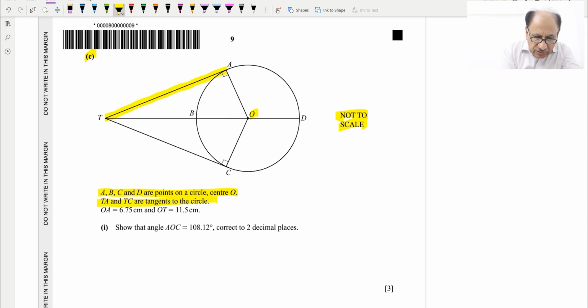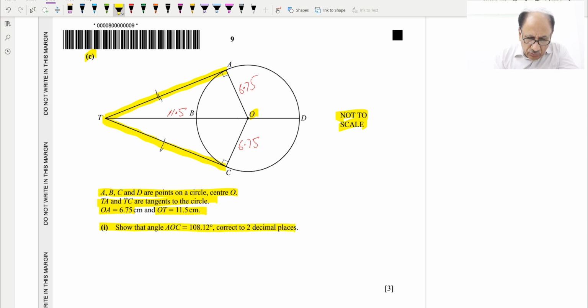So TA is equal to TC, and we can indicate that these two are equal. Next they are saying OA is equal to 6.75. So this is 6.75, and this is also 6.75. And next they are saying OT is equal to 11.5. So this is 11.5 centimeters.